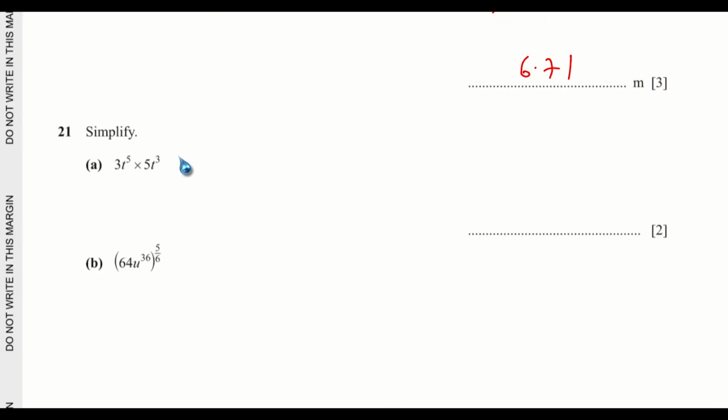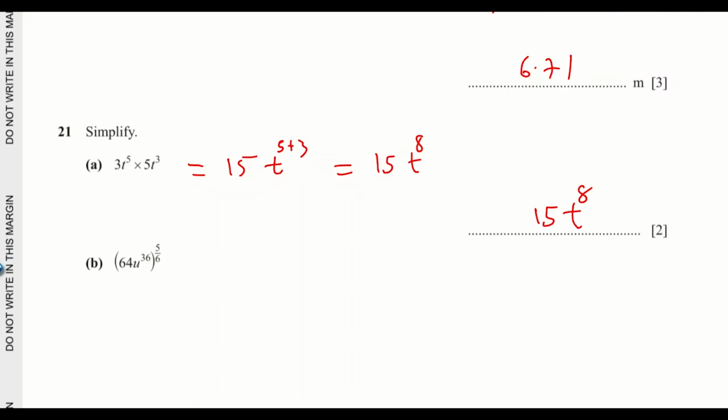Question 21a. So we need to simplify this. So this is pretty easy. You multiply the numbers, 3 by 5, 15. Then you apply the multiplication law of indices on t to the power of 5 times t to the power of 3. That will be t to the power of 5 add 3. That will be equal to 15t to the power of 8. So you write 15t to the power of 8.